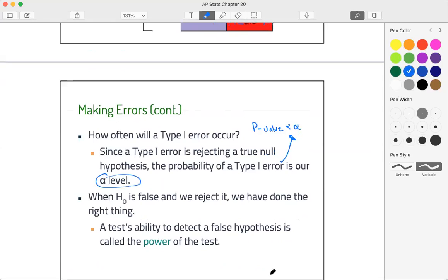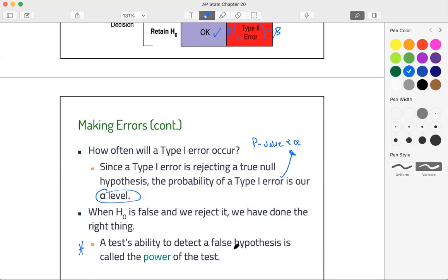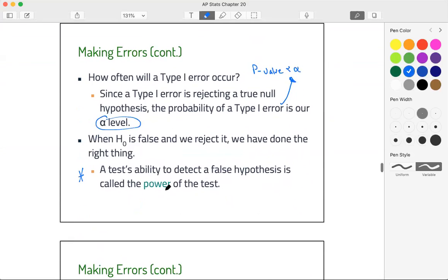Whereas, when a null hypothesis is false and we reject it, we have done the right thing. This is a very important definition. A test's ability to detect a false hypothesis is called the power of the test. If I look back at my chart, the test's ability to detect a false hypothesis is the exact opposite of the case where I can't detect a false hypothesis, which is beta. So the exact opposite of that is the power. We can also define the power as equal to 1 minus beta.